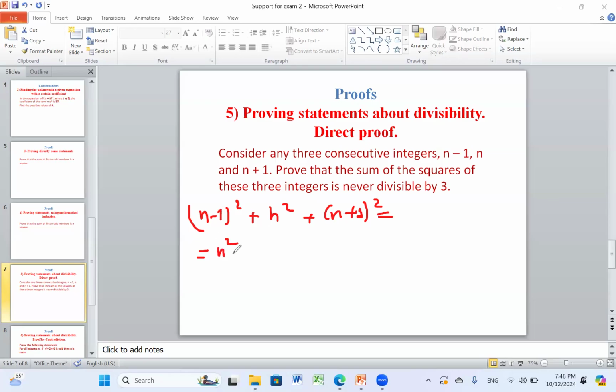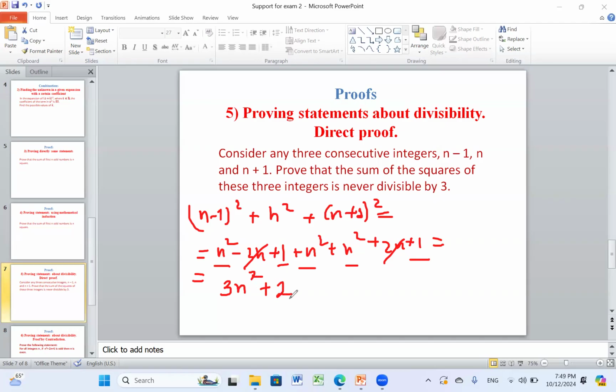When we expand these brackets, we are going to get n squared minus 2n plus 1 plus n squared plus n squared plus 2n plus 1. You can see here minus 2n plus 2n, they will cancel. We have n squared, n squared, n squared, so 3n squared. It's good because 3n squared is divisible by 3, but we need to show that the whole sum is not divisible by 3. Plus, 1 and 1 together is 2. So we have 3n squared plus 2. Obviously, such numbers are not divisible by 3 because 3n squared is divisible, but 2 is not. It's the remainder when we divide. So there is no way that this number is divisible by 3. So by direct proof, we have shown that the sum of the squares of these numbers is not divisible by 3.